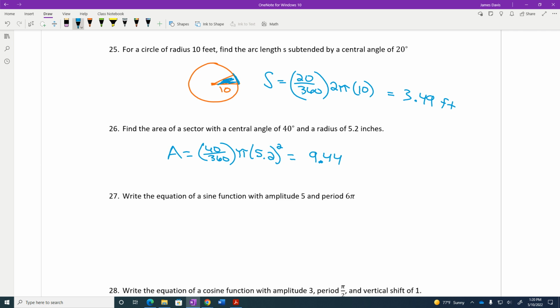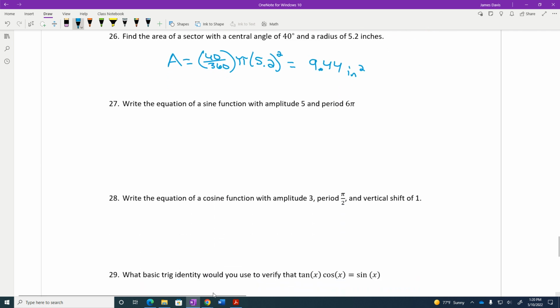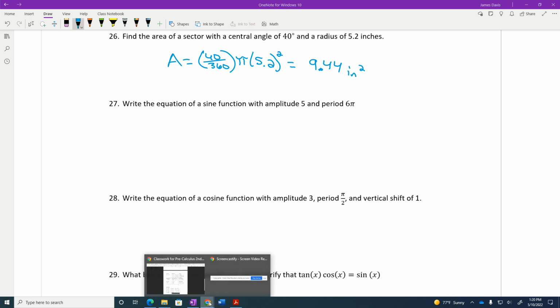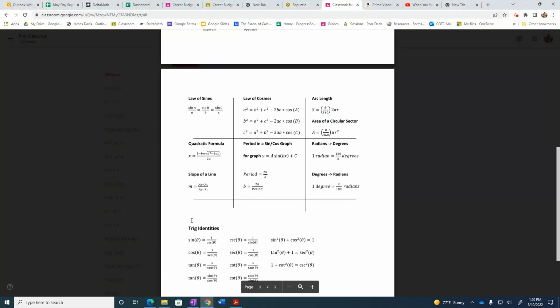As an area, it should be like units squared, inches squared. So again, those last four are pretty easy, right? Okay, we got four more in there. Next one is the equation of a sine function. I did give you a little bit of insight on this one on the formula sheet here.